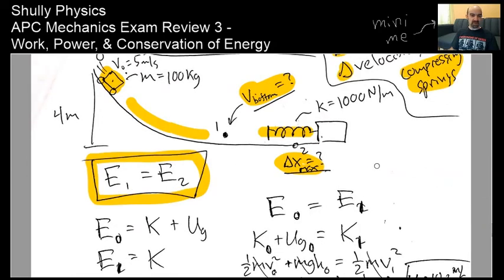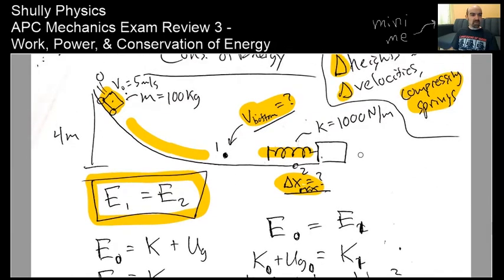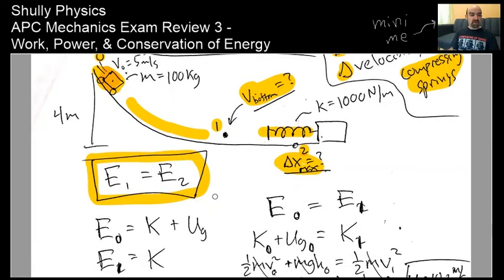Okay, so back to it. We can think of the cart at the very top. Actually, let's call this the initial position 0. We're going to call the bottom of the ramp point 1 and maximum compression point 2. So energy at 0 equals energy at 1. That's what we're going to start with here.